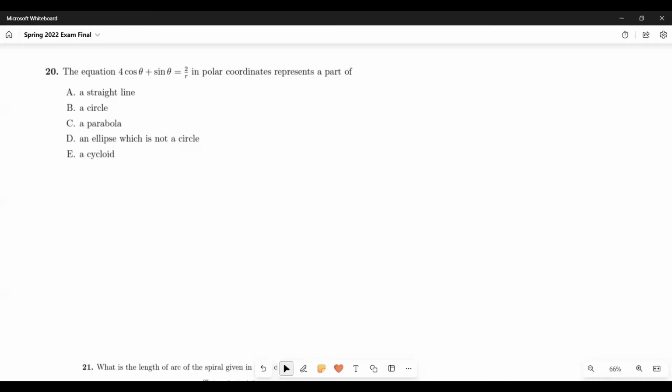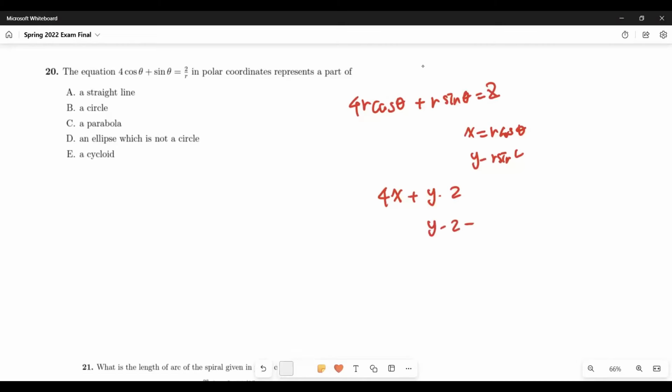Okay, this question asks to find the equation in polar coordinates to represent a curve. I'm gonna multiply by r on both sides to get rid of the denominator. So it's gonna be 4r cosine theta plus r sine theta is equal to 2. You recall that x is equal to r cosine theta and y is equal to r sine theta, so this can be written as 4x plus y is equal to 2. So y is equal to 2 minus 4x.